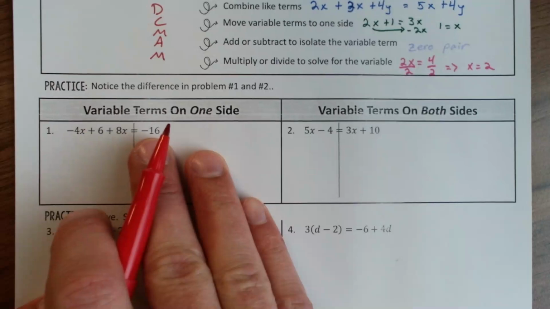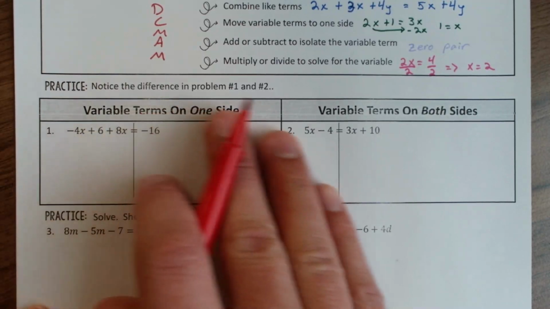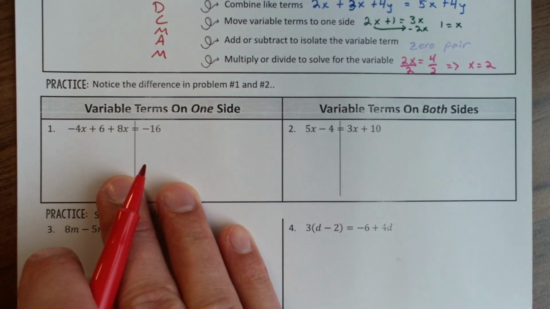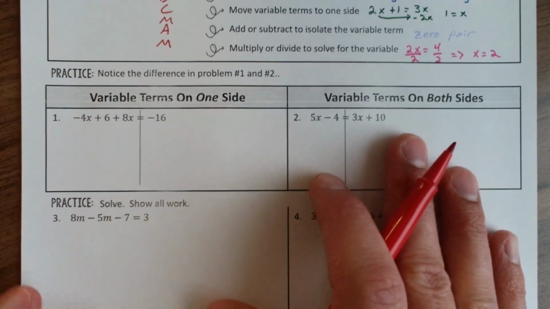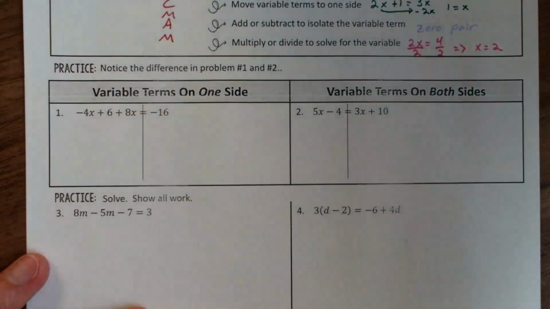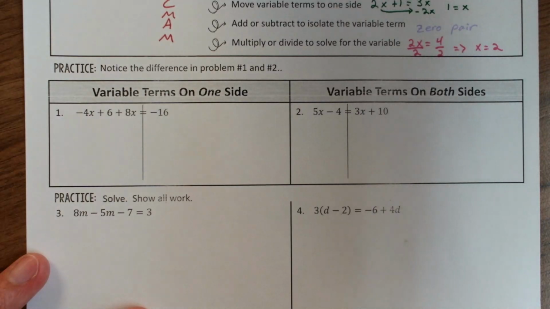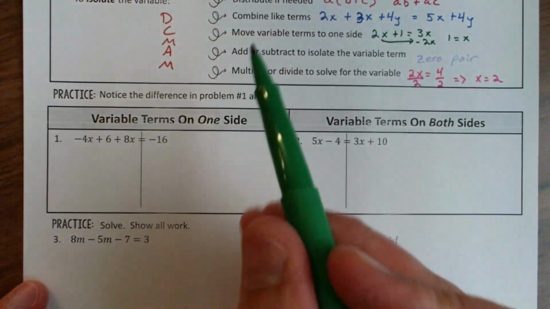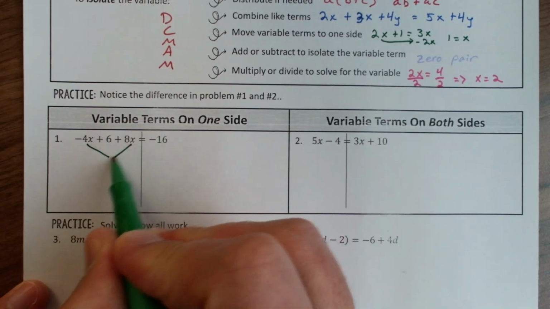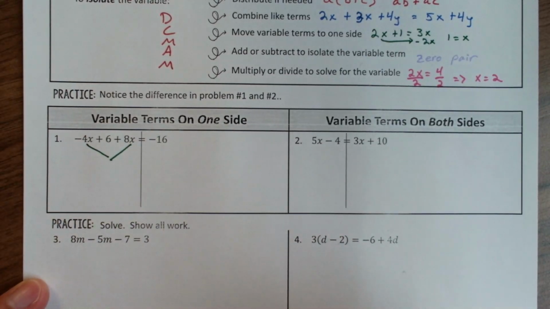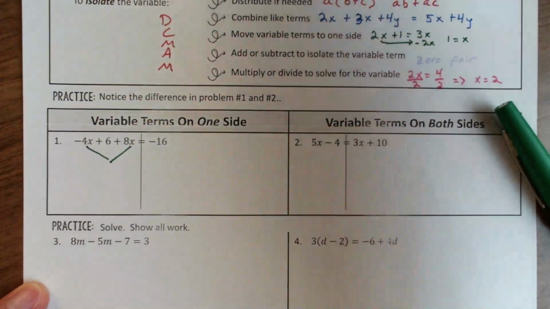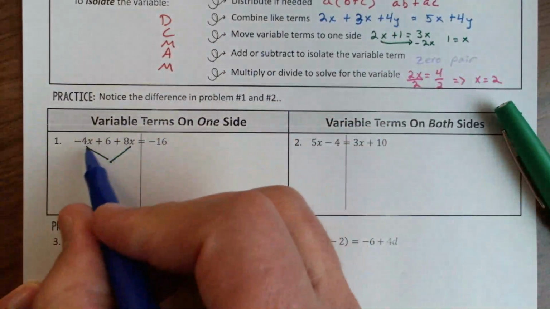So here's the difference between problem number 1 and problem number 2. So we want you to look at this problem and notice what the difference is compared to here. If you look here, the variable term is on one side. So this is referring to this step right here, this third step. Here, both of the variables are on the same side, so we can combine them. So we can actually treat them like this second step right here.